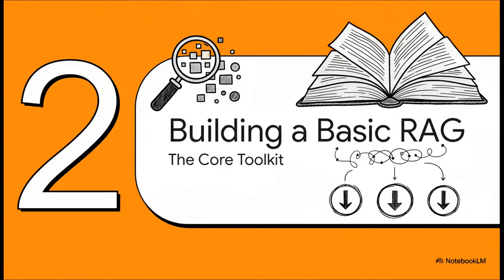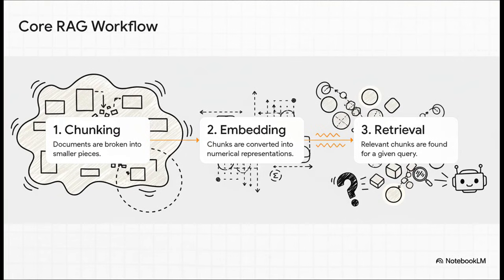Okay, so that all sounds great, right? But how do we actually build one of these things? How do you give an AI its own personal library? Well, it breaks down into a really elegant three-step process. This is the basic assembly line for any RAG system. First, you take all your documents, your entire knowledge base, and you chop them up into smaller, digestible pieces.